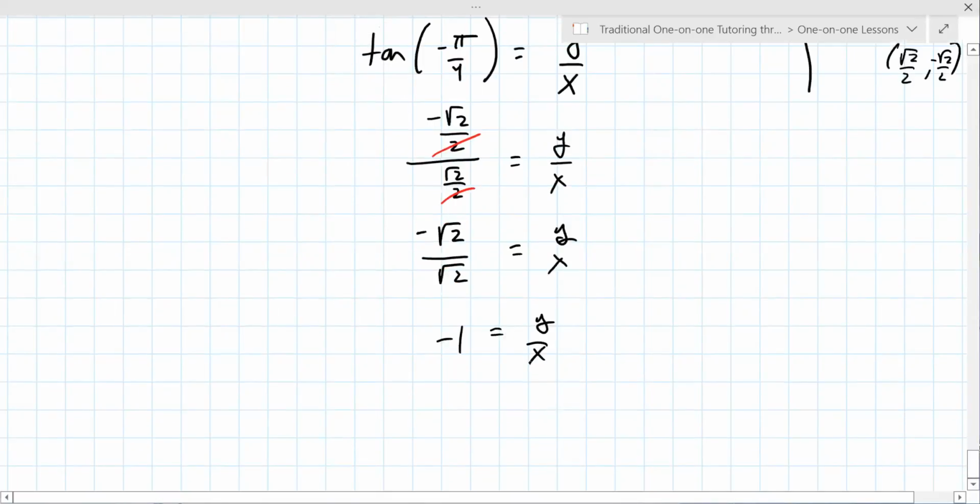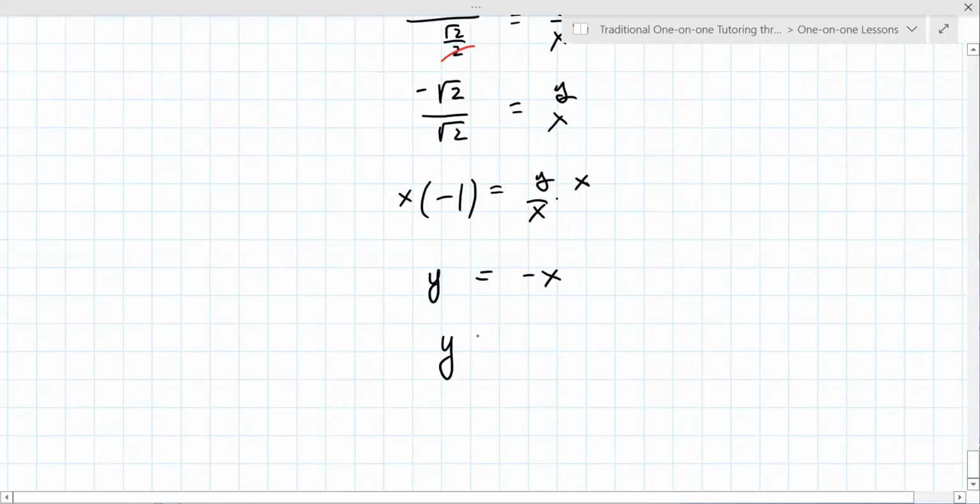Interesting. So this is actually going to be a nice equation of a line. You multiply both sides by x, and you get y equals negative x. Oops, it's kind of in a bad spot. And that's an equation of a line. Right? y equals mx plus b. Your slope is -1. Your b value is 0.